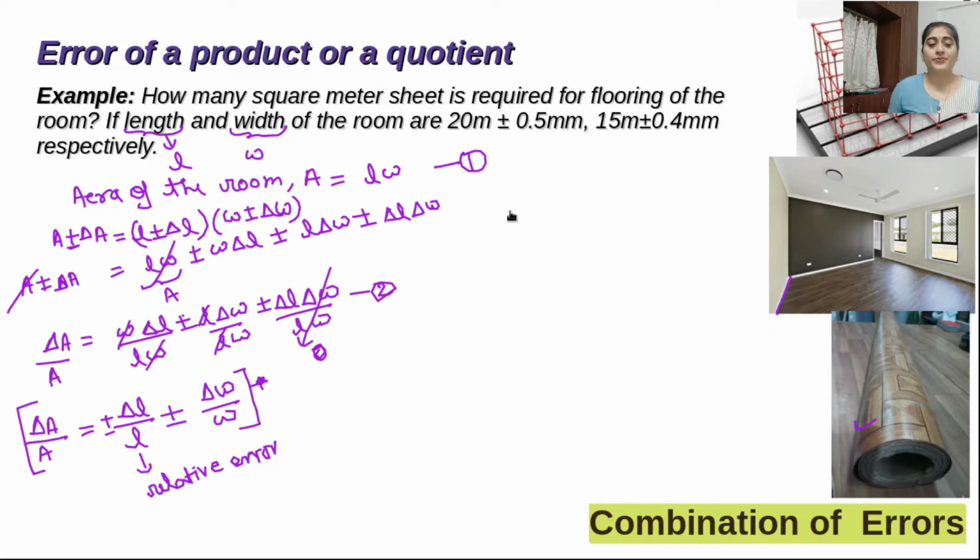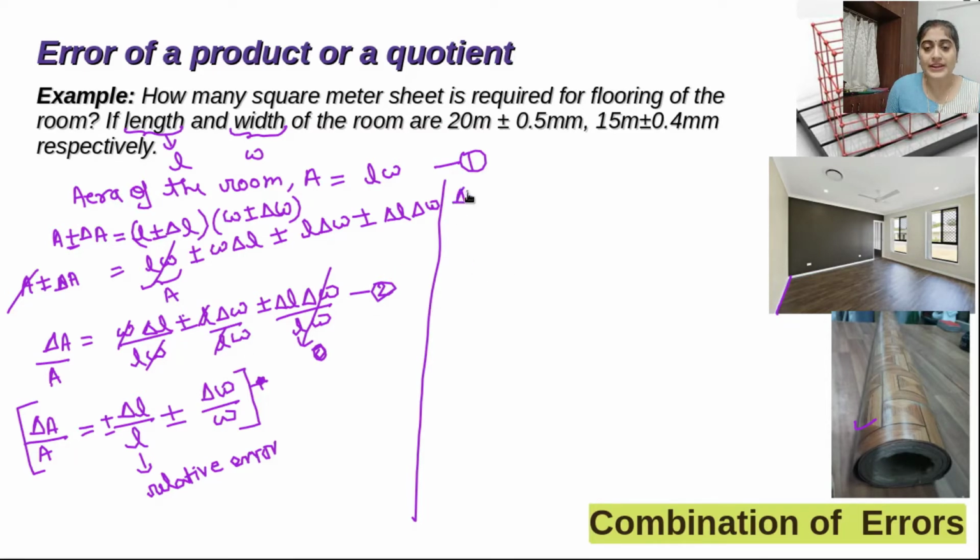Here I have proven it. When you are attempting this type of question, there is no need to prove all these things. You just have to add the relative errors. Generally they ask what is the final percentage error or what is the relative error. So simply you put the values here and you can find the percentage error and the relative error.